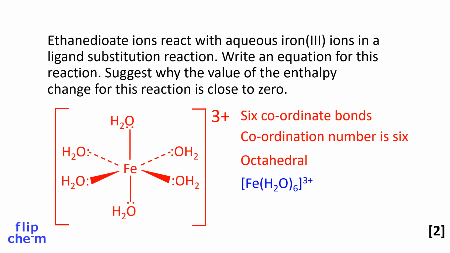There are 6 coordinate bonds, so the coordination number is 6. The shape of this complex is octahedral. The formula of the complex is [Fe(H2O)6]3+.